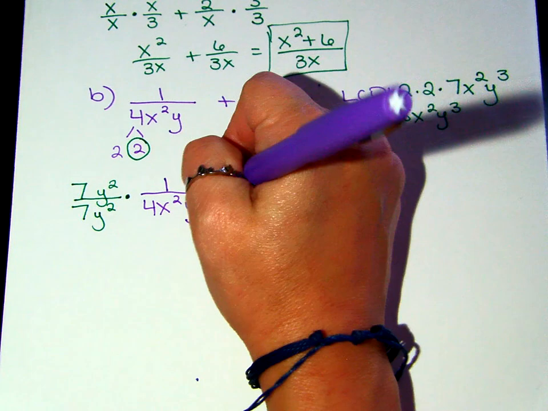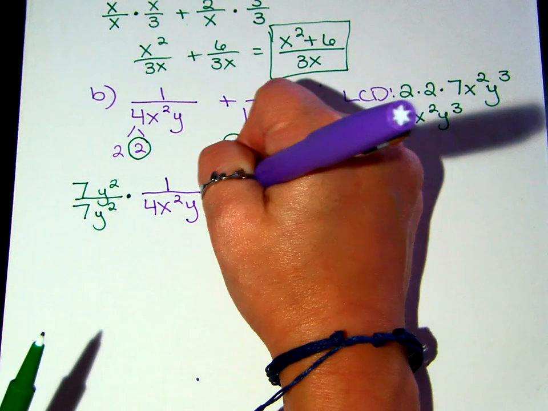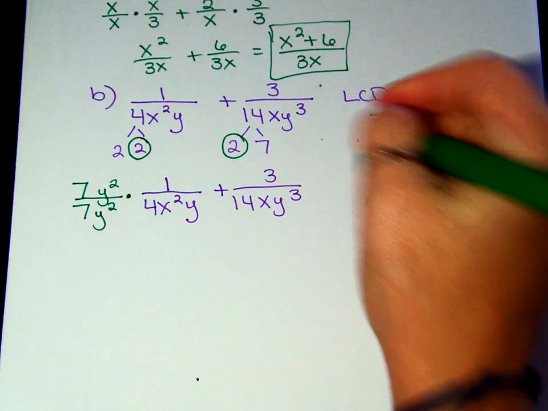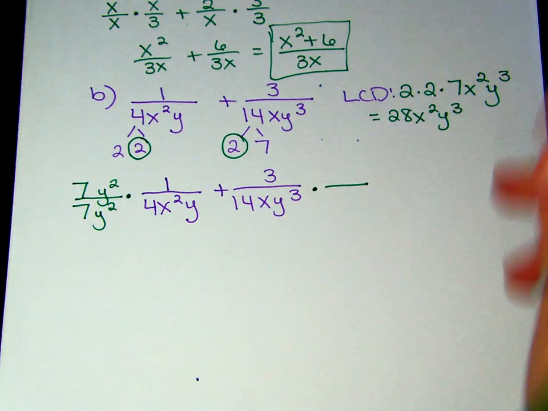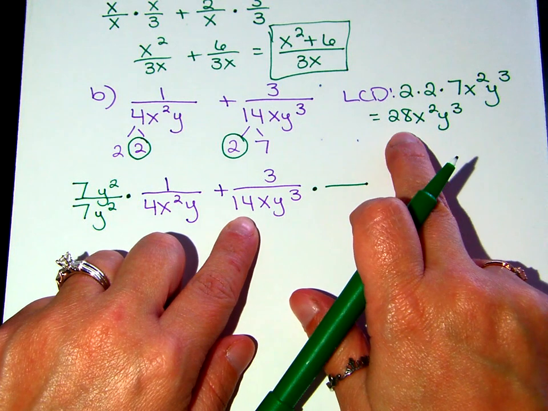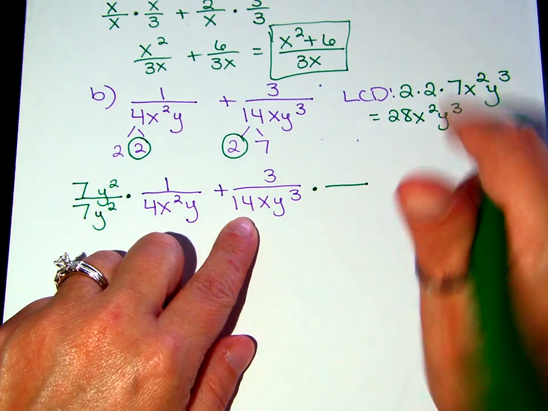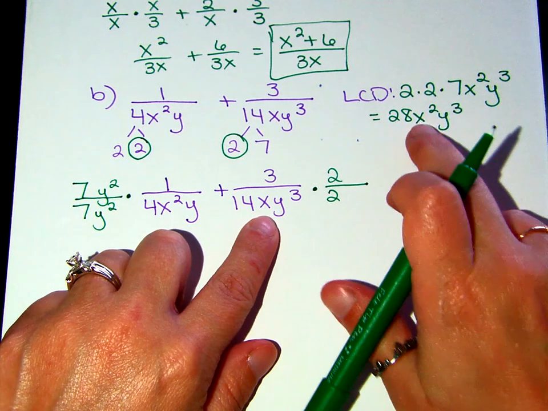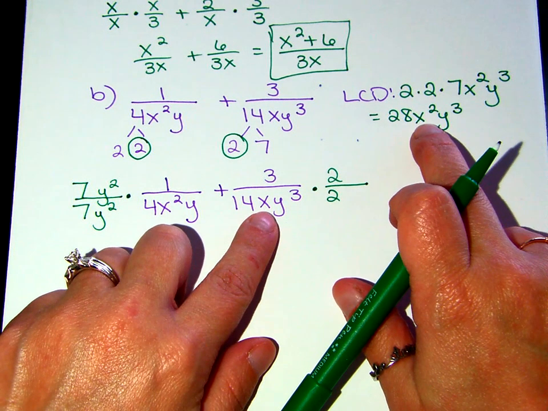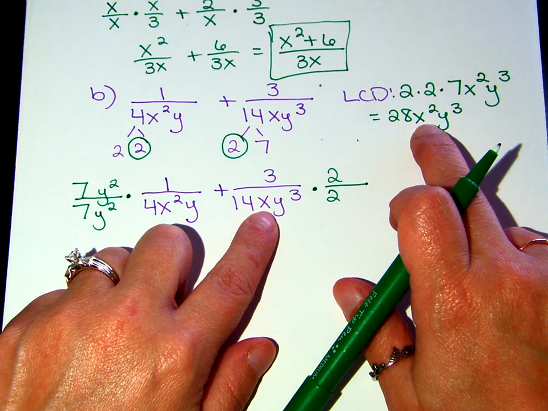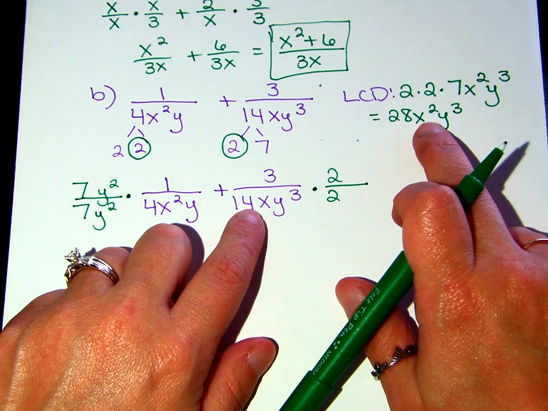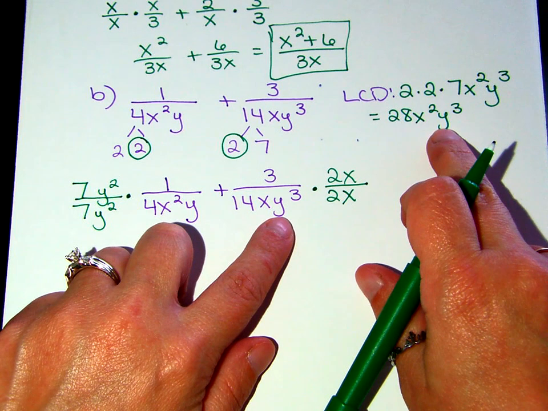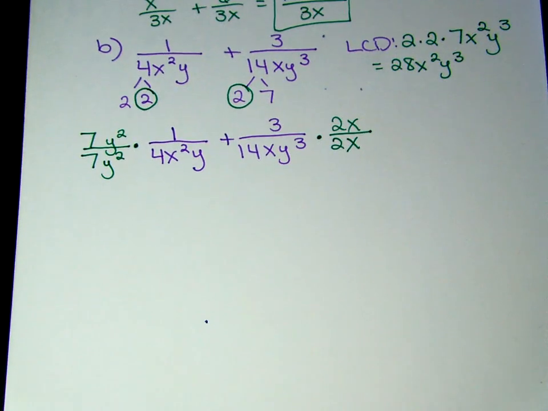Then I look to my next one, which is 3 over 14xy to the third, and I do the exact same process. Say, okay, what do I multiply 14 by to get me to 28? 2. And then I need to get an x squared in the denominator, but I only have an x. So what do I need to multiply x by to get to x squared? X. And then the y to the third's already there. So now I'm set up.